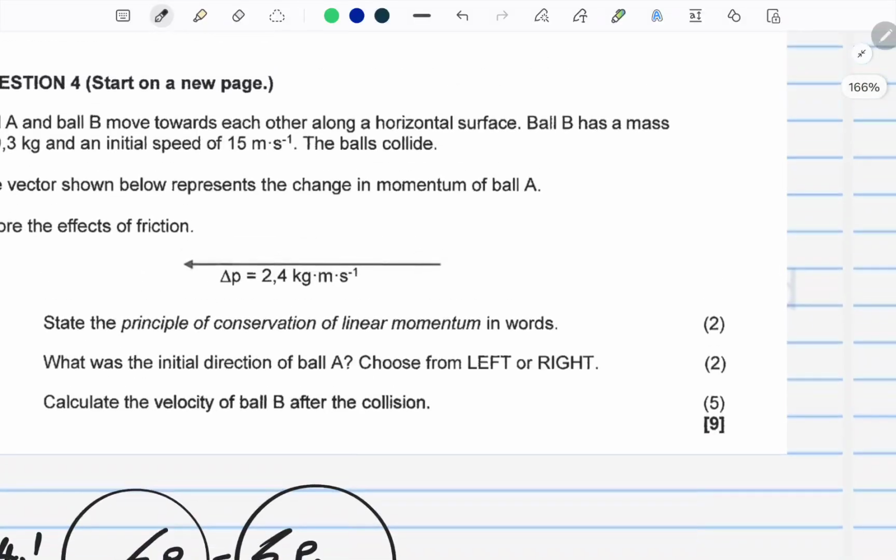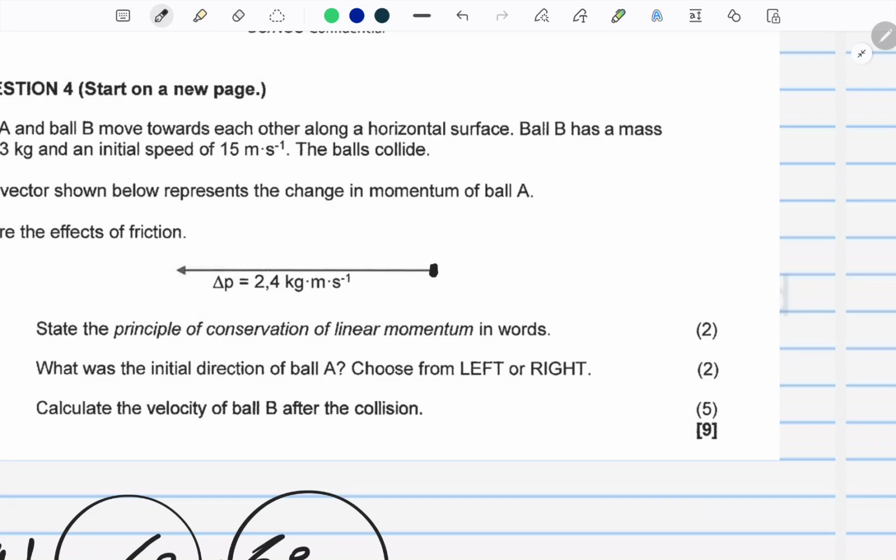So from what we know, when you're drawing vector diagrams, is it head to tail, or tail to head? Tail to head. So we know that your change in momentum is going to start at the head of the initial momentum. What does this mean? It means you would have had something that looks like so.